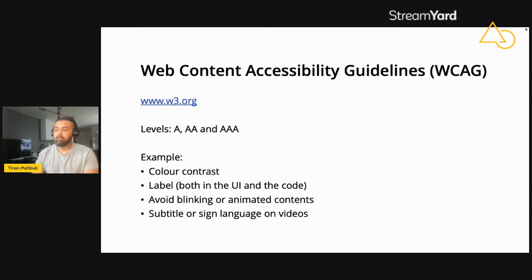An example for A is color contrast. You need to have high color contrast. You cannot put gray text on a black background, however good looking it may be. Labels, both in the interface and also in the code. Because as I said, a screen reader reads the HTML code behind it. It doesn't read what you have on the interface. That's AA level.